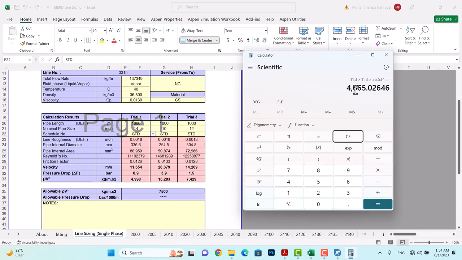So that's the reason that I say that you should use two softwares or two devices, such as Excel or Aspen Plus. And of course, Aspen Plus should be used for verifications. So now, based on the Excel sheets calculations and Aspen Plus, we finalize the diameter of the pipe, and it should be 14 inches.